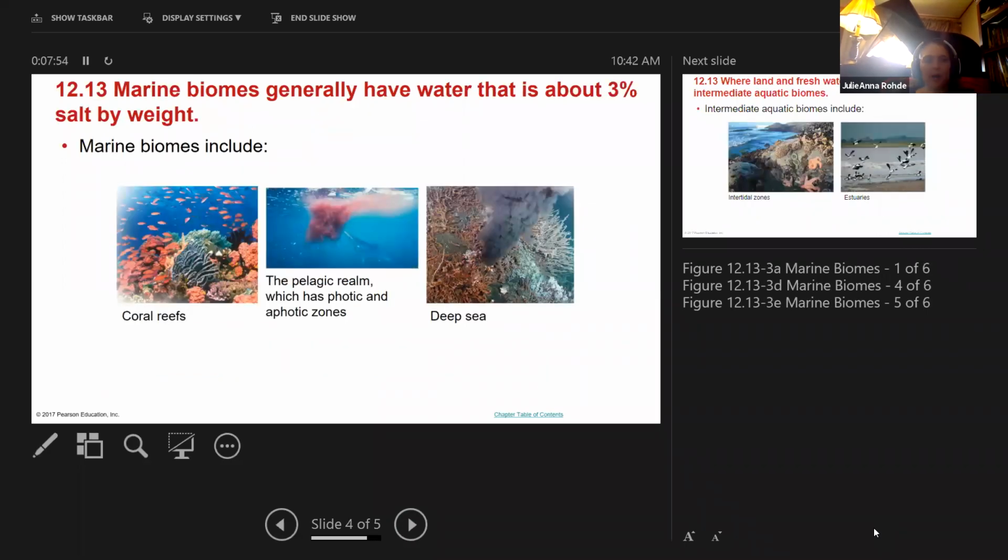Okay, and then in our marine biomes, this is where we have generally 3% salt by weight. We have coral reefs. We have the pelagic realm, which is sometimes referred to as a zone as well, but it is actually broken down into some other zones: photic zone and aphotic zone. Photic means light, aphotic means without light. And that is further described in your book. Those zones there, I think, are emphasized more in the book than in the article I'm going to talk about here in a little bit. And then we have the deep sea.